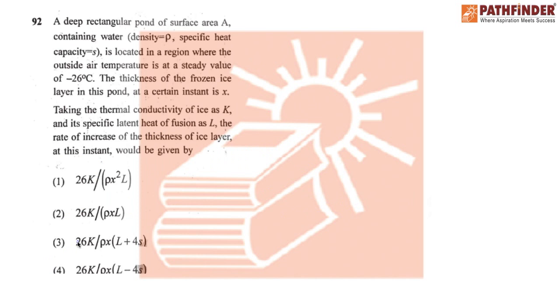Okay, for the next one, there is a rectangular pond of surface area A containing water and located in a region where the outside air temperature is at a steady state value of minus 26 degrees centigrade. That means the water will freeze to ice and the thickness of the frozen ice will increase with time, right? So at any moment the picture is like this. Let's say we already have x depth of ice, and the outside temperature is minus 26 degrees centigrade. The thermal conductivity of the ice is K, and the specific latent heat of fusion is L. We have to determine the rate of increase of the thickness of the layer at this instant.